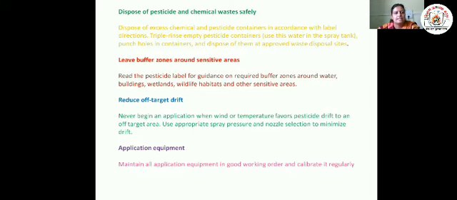Then next is to leave buffer zones around the sensitive areas. Read the pesticide label for guidance on required buffer zones around the water, buildings, wetlands, wildlife habitats, and other sensitive areas.